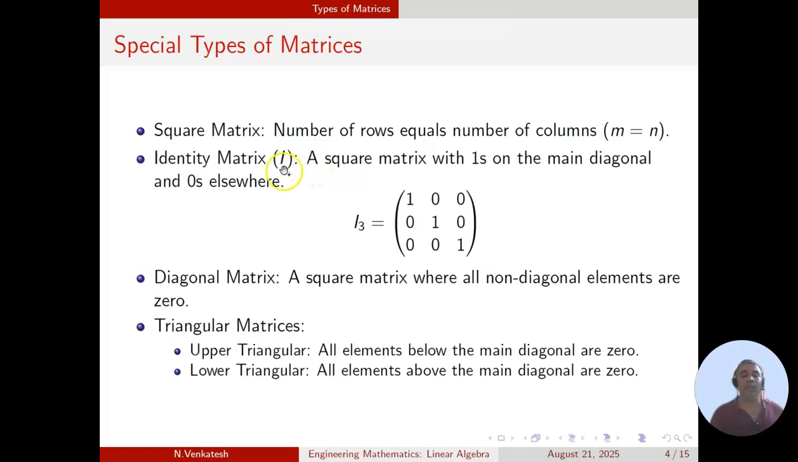And if the main diagonal elements are 1 and the remaining elements are 0, we call it an identity matrix. Here is an identity matrix of size 3, that is 3 by 3.